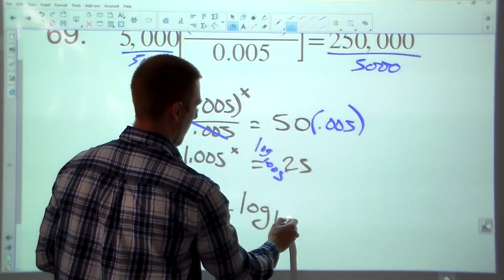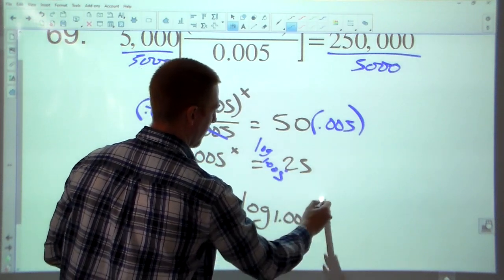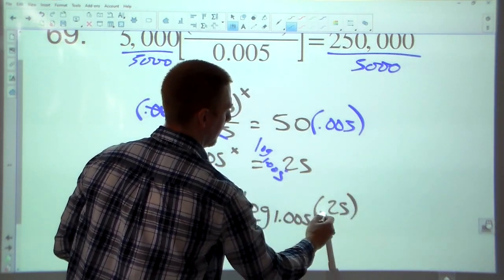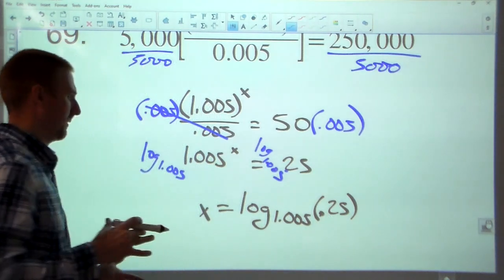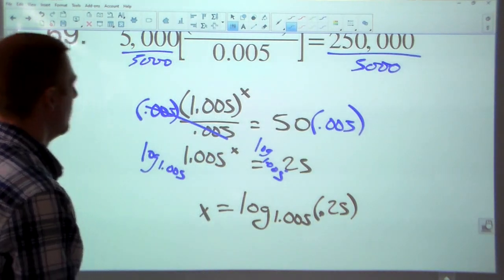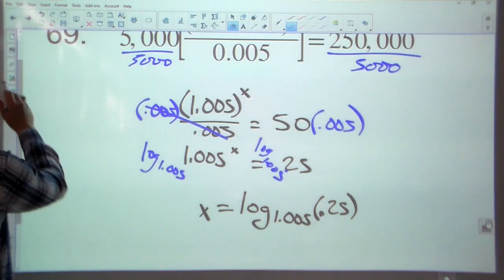So let me write that a little nicer. Log base 1.005 of 0.25. And again, you put it in the calculator, I think it was like negative 277 point something. But that's good for now. You can leave it that way.